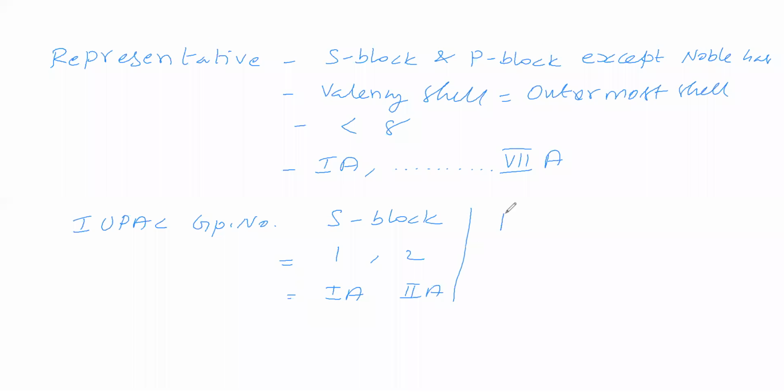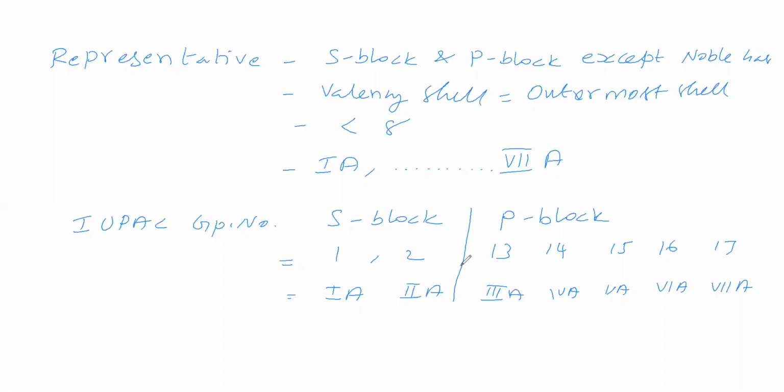Then P block. If we take P block, what are the possibilities? 3A, 4A, 5A, 6A, 7A. That's all, for P block representative elements, these groups. For IUPAC group number, you have to add 10 to this. So 13, 14, 15, 16, 17. Okay. So these are representative elements, and their group numbers we said.